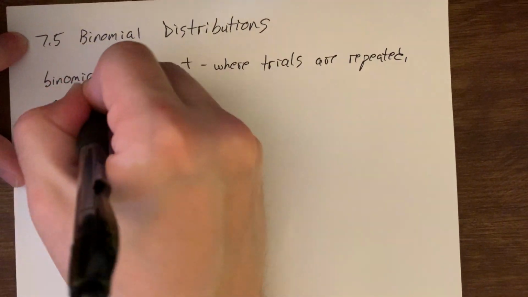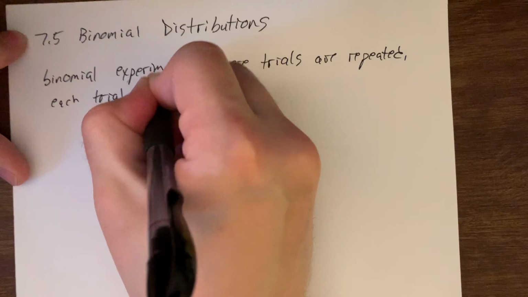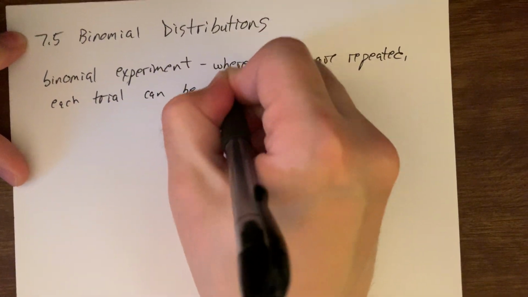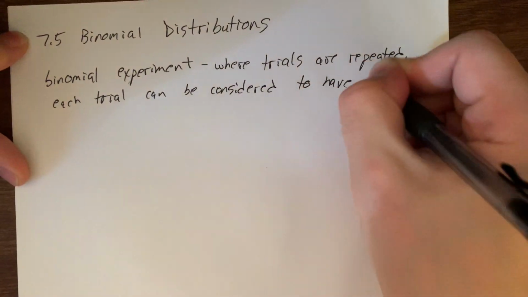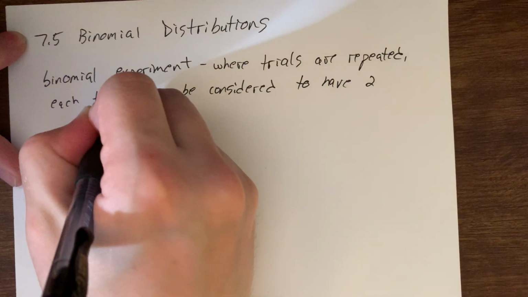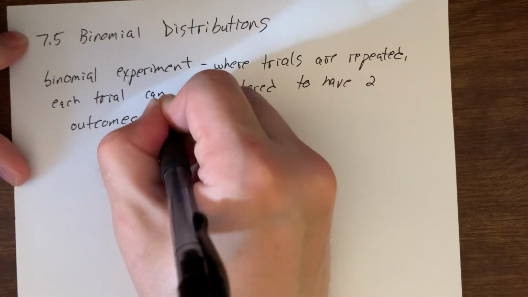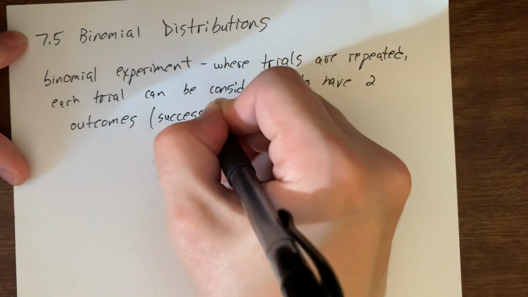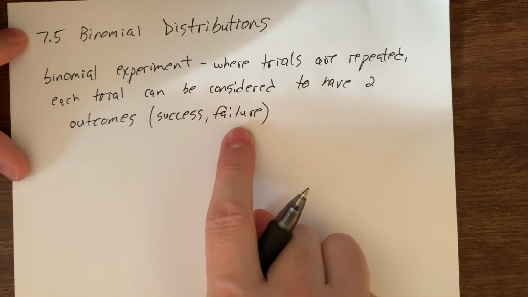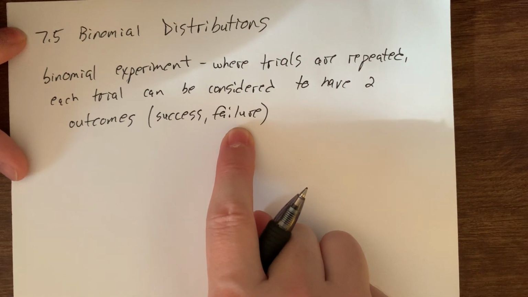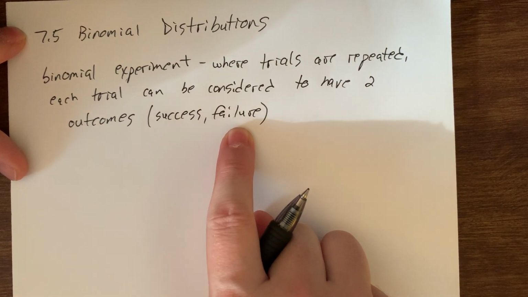Each trial can be considered to have 2 outcomes. We will formally call those outcomes one of them success, the other one failure. Sometimes failure is a little too strong here. It doesn't really mean we failed. We just didn't get what we wanted.